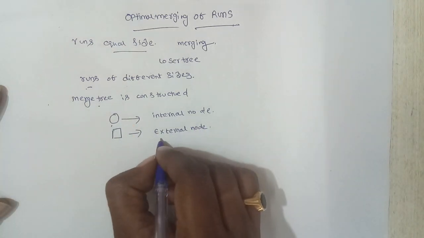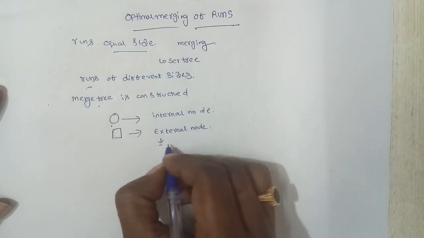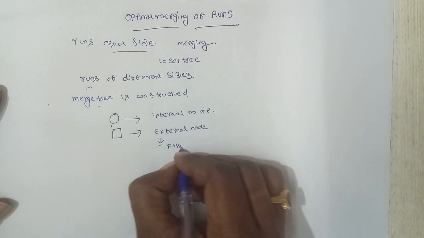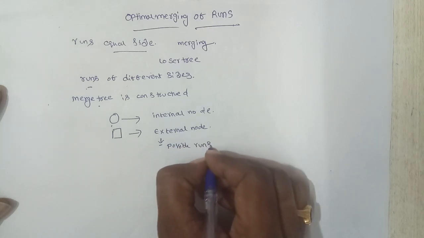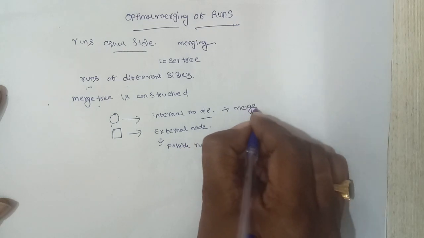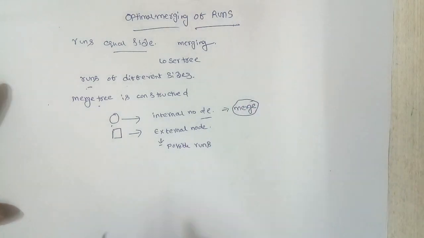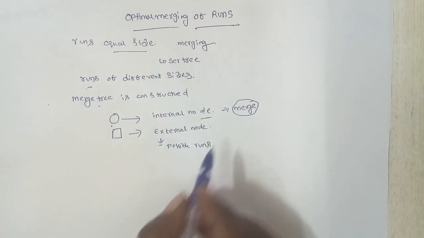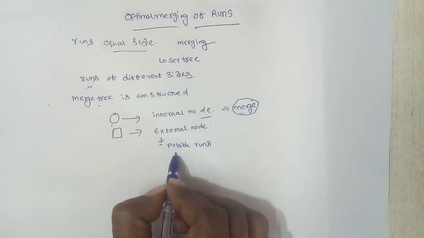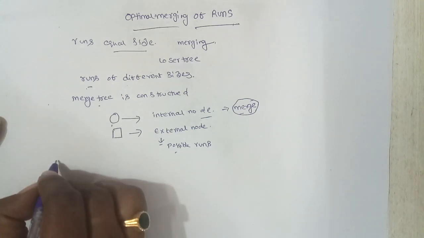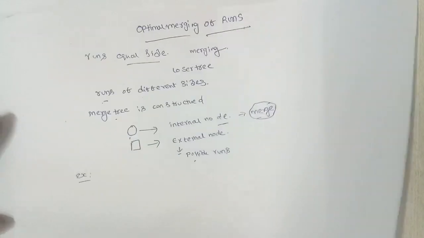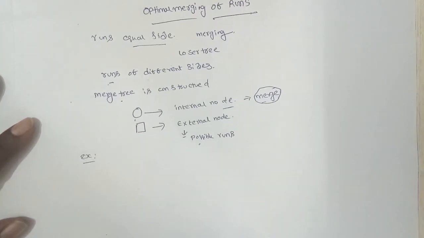And simply the external nodes. What are the external nodes? Simply the runs. The external nodes are the given runs. The internal nodes are the values, that is the runs after merge. Okay, consider an example, then it is very easy. For any topic, if you consider an example, then it is very easy.